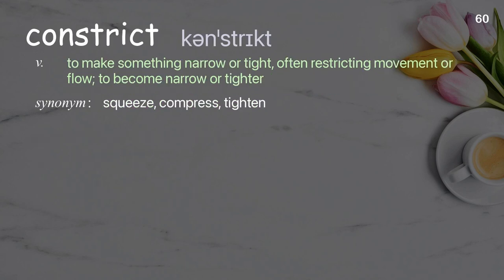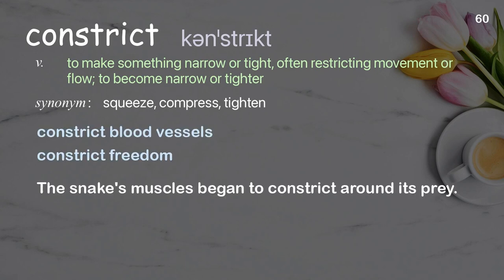Constrict. To make something narrow or tight, often restricting movement or flow, to become narrow or tighter. Examples: constrict blood vessels. Constrict freedom. The snake's muscles began to constrict around its prey.